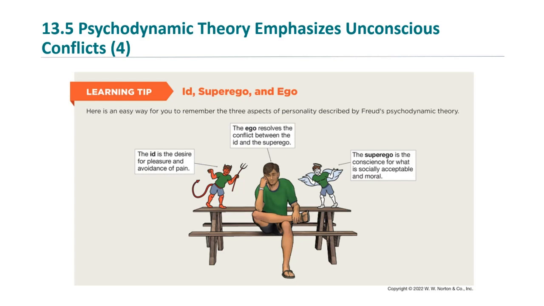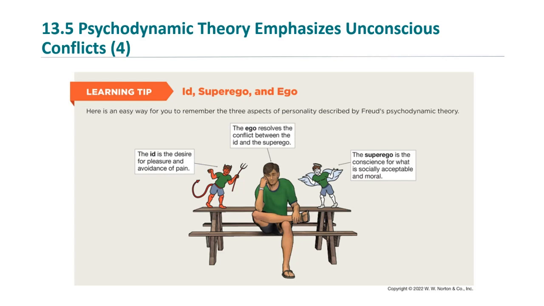It tells you which behaviors are acceptable or not in your society and your culture. The ego is your principal decision maker. It operates according to the reality principle. It's kind of like your consciousness.